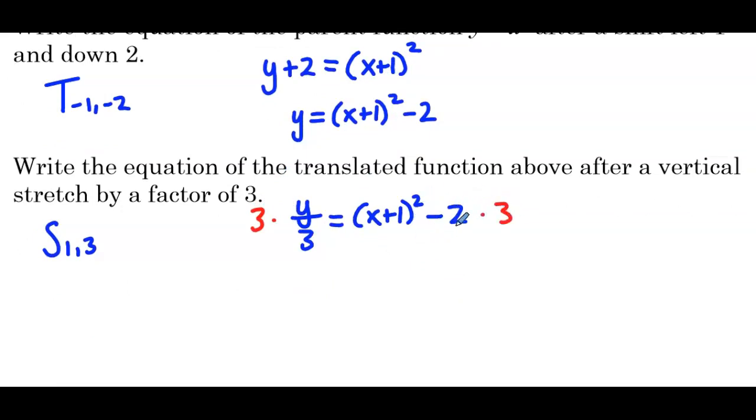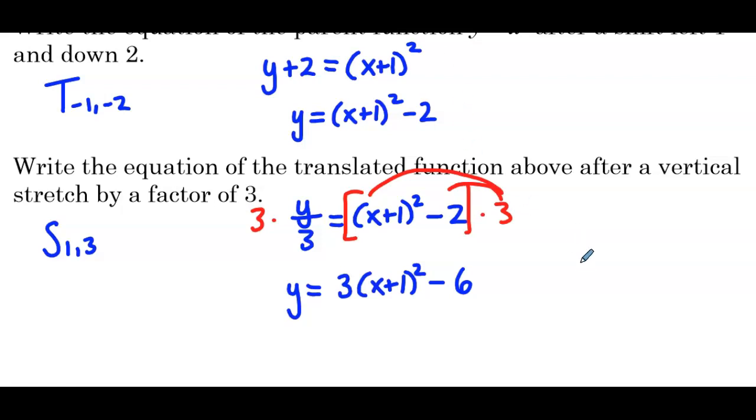Now we have to pay particular care because we have this minus 2 here. So I want to think of this in brackets, and we're going to distribute the 3 to each term. So that's going to give us y equals 3 times the quantity x plus 1 squared minus 6.